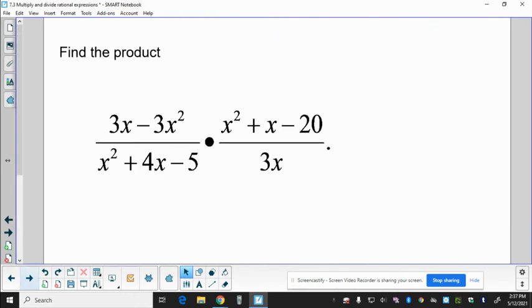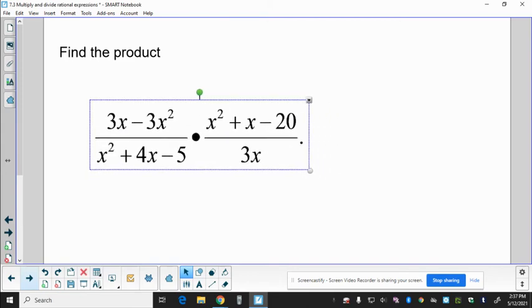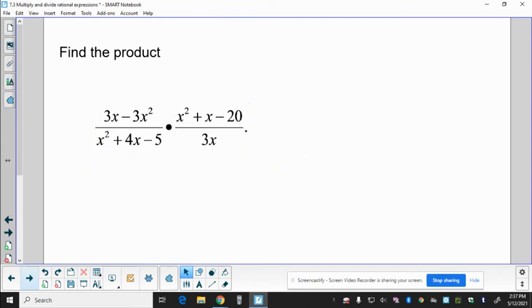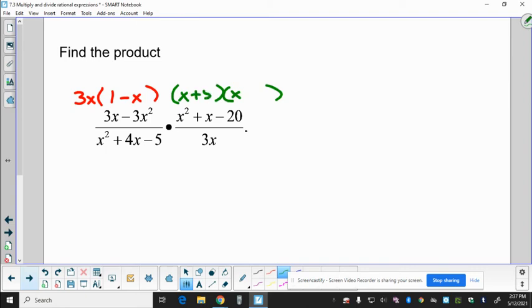So what if we have something like this? What do we do now? Well, I think our best bet is to factor as much as possible. So in this first expression, you see that you have a greatest common factor of 3x. In the second expression, when you factor that, I think we're going to get something like that. It's going to work.